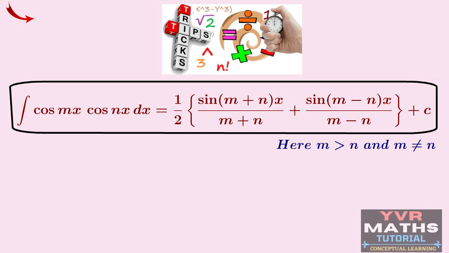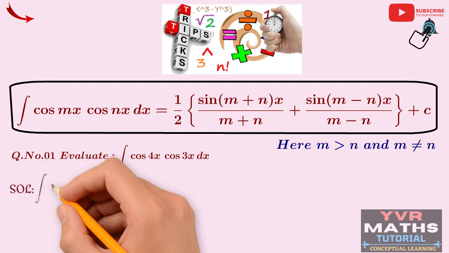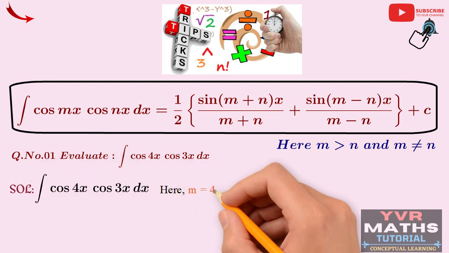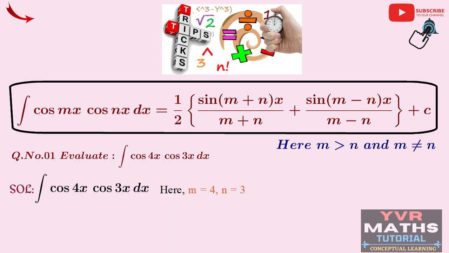So what is the problem we discussed in the previous slide? Same problem we will solve now by using this formula. How much time it will take, you can check yourself. This is the question which we discussed previously. For this question, I am going to apply this formula. Here what are m and n values? Here m value is 4 and n value is 3. So in this formula, you substitute m is equal to 4 and n is equal to 3. Then what we will get?